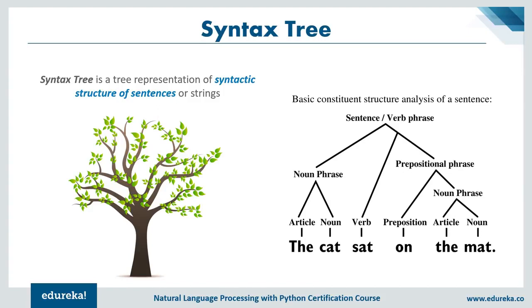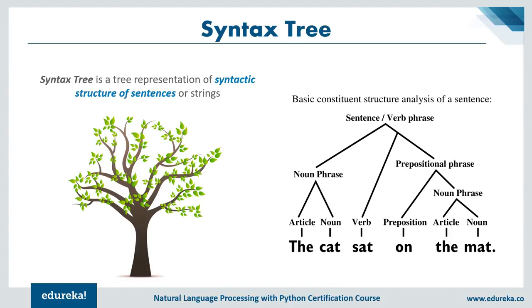So let's consider the statement, the cat sat on the mat. As you can see here, the input is a sentence, which has been classified into a noun phrase and then a verb phrase and a prepositional phrase. Again, the noun phrase is classified into article and noun. And again, we have the verb, which is sat. And finally, we have the preposition on, the article and the noun, which are the and mat.